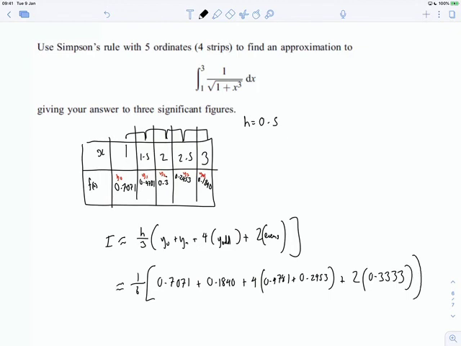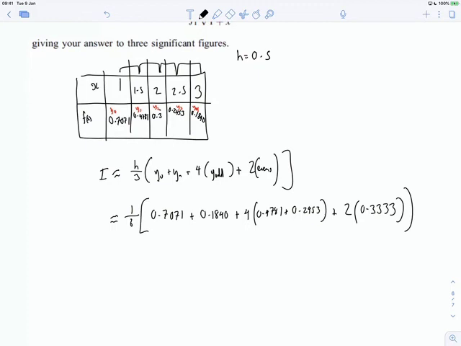And then that's just a calculator job, and we'll bash it in. So 1 over 6 times by 0.7071 plus 0.1890 plus 4 brackets 0.4781 plus 0.2453 close brackets plus 2 brackets 0.3333 close brackets. That will give us, to 3 significant figures, 0.742 units squared. Okay, I believe that's it.